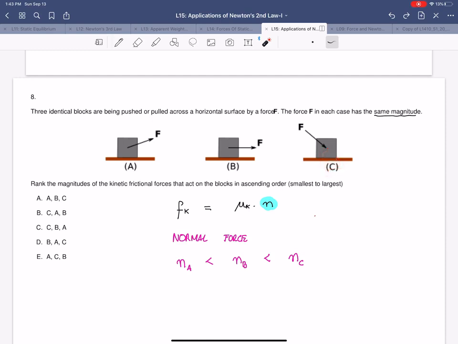So here we have the ranking of the normal forces. Once we have the ranking of the normal forces, we can see that the force of kinetic friction is also ranked in the same way. The force of kinetic friction in sketch A is going to be less than in B, which is going to be less than in C. So the correct choice here, ranking in increasing order, is going to be A, then B, and C.